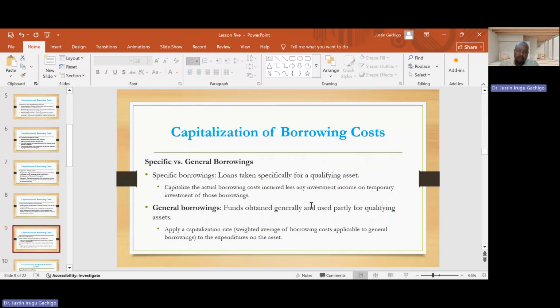Then we have the general borrowing. These are funds obtained and used partly for qualifying assets. So general borrowing, you can take, let's say, 10 million, part of it used for a qualifying asset, and part of it used for other use. So in this case, apply a capitalization rate, that is the weighted average of borrowing cost applicable to general borrowing, to the expenditure on the asset. So we are going to see practically how you can apply the weighted average of borrowing cost so that you can come up with a portion that is going to be capitalized.